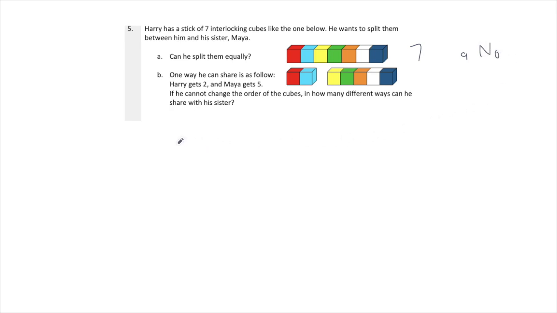For part B of this problem, we have to figure out how many ways Harry and Maya can share the cubes. Since they are sharing the cubes, each of them must have at least one. So we can make a table to help solve part B.